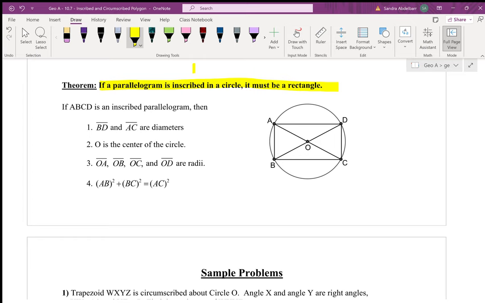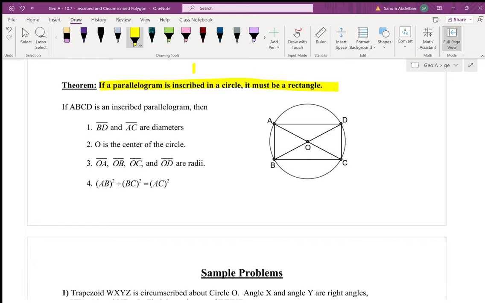Let's talk about why. If I just have a regular quadrilateral inscribed in a circle, we know from the previous theorem the opposite angles add up to 180, right? Opposite angles are supplementary. So that means big angle A and big angle C add up to 180, and big angle B and big angle D add up to 180. But now they're saying, if this quadrilateral is not just any quadrilateral, if it's a parallelogram, what do we know about any opposite angles in a parallelogram? They have to be what? Opposite angles, Jeff.